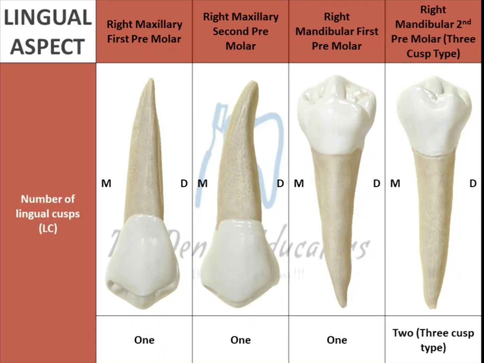Both maxillary first and second premolars tend to have one lingual cusp. A single cusp on the lingual aspect is also observed for the mandibular first premolars. But the three-cusped mandibular second premolar has a special characteristic feature of having two lingual cusps, MLC referring to the mesio-lingual cusp and DLC referring to the disto-lingual cusp.